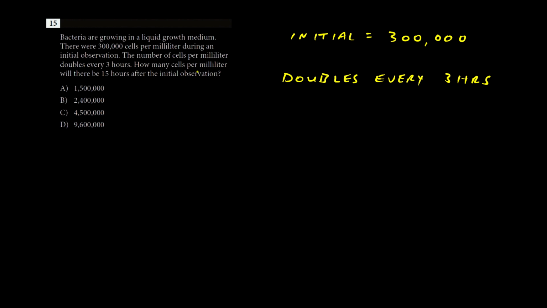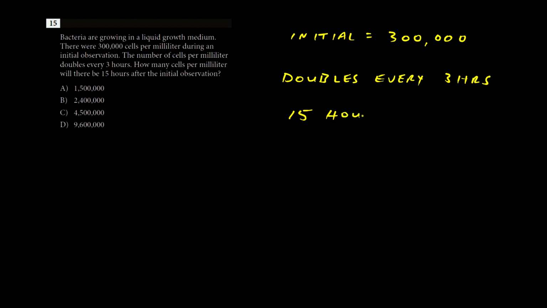Number 15. All right, we have bacteria growing in a medium. So usually when they talk about bacteria, you're looking at exponential growth. It's no longer linear. It says there were 300,000 cells per milliliter during initial observation. So initial, let's go ahead and write this down. There was 300,000. I won't bother putting labels on this just yet. It says the number of cells per milliliter doubles every 3 hours. So doubles every 3 hours. Let's get that down. How many cells per milliliter will there be in 15 hours? So we're going 15 hours.